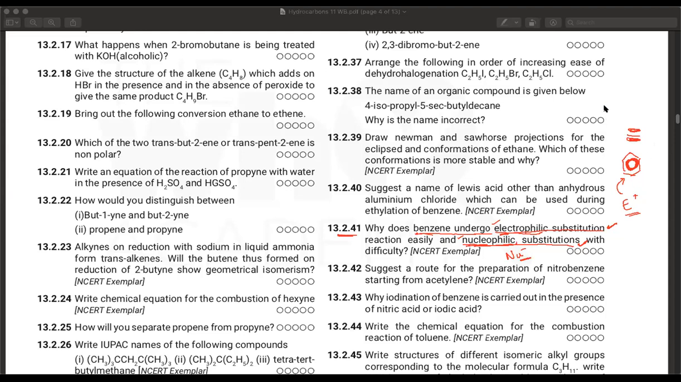So when you have a nucleophile coming across versus an electrophile coming closer to benzene, which one do you think will get attracted? The electrophile. The nucleophile is going to get repelled by all these extra electrons here. It itself is electron rich. So that's the reason benzene can undergo electrophilic substitution easily, but not nucleophilic. Okay.